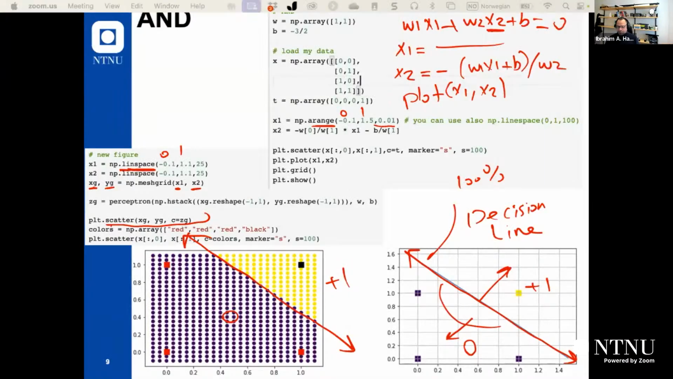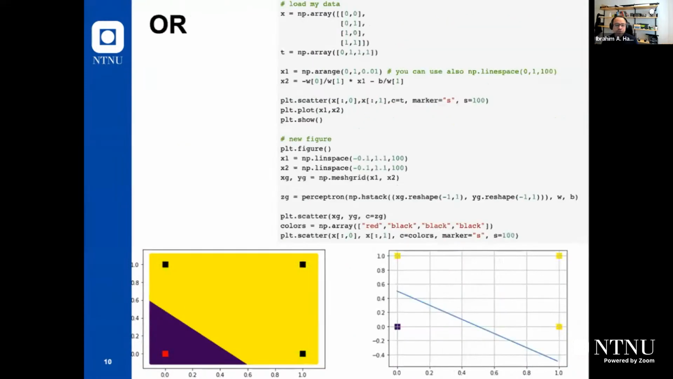You can complete it after the lecture, for example. It's a good exercise to practice. We did that also for the OR gate. The OR gate will be the same. We just need to change the data set. The input data will be the same, but the target values will be for OR: 0, 1, 1, 1.